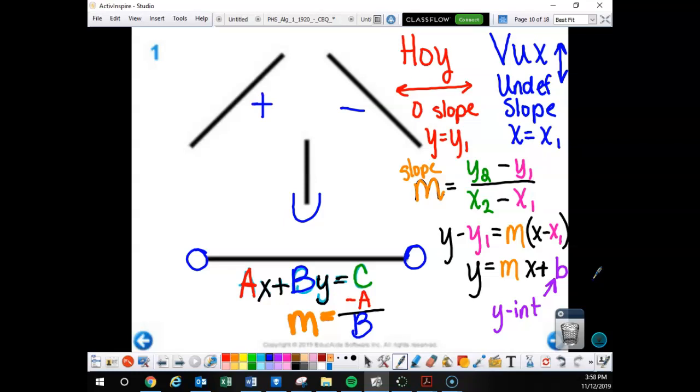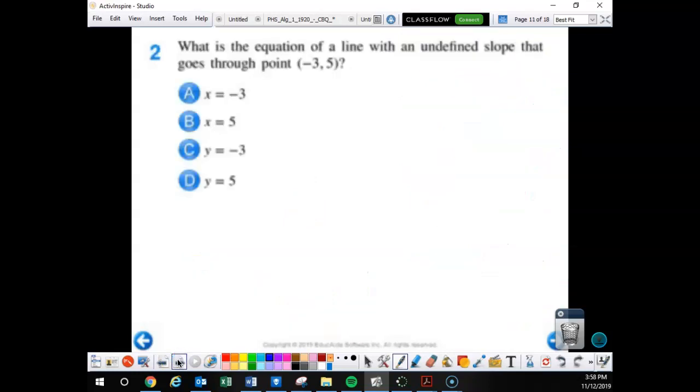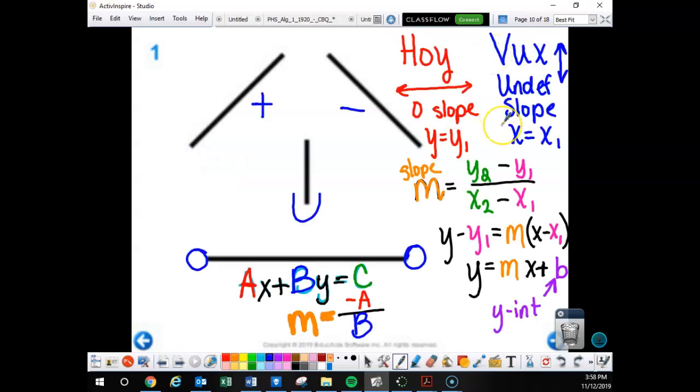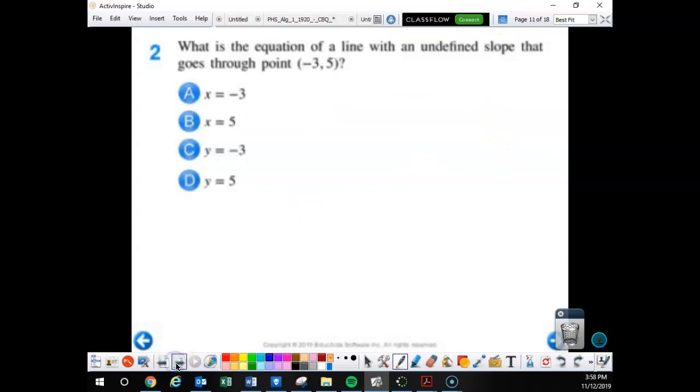All right, so let's look at number 1 or number 2, whatever. What is the equation of a line with an undefined slope that goes through the point negative 3, 5? So undefined slope is a vertical line, and so it's x equals the x value. So it's going to be x equals your x value there. All right, so go ahead and choose your answer, and let's go to the next problem.